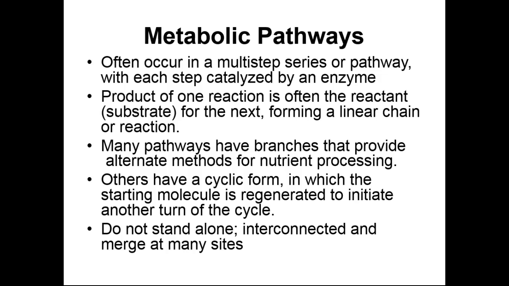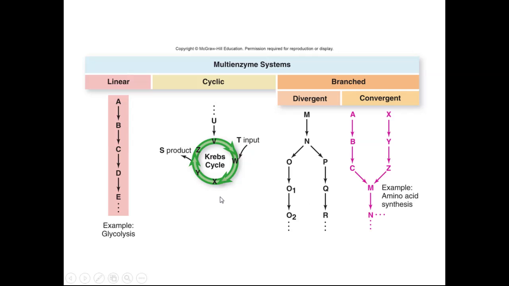Some of our chemical or metabolic pathways are going to have a very linear fashion to them. Some of them are going to have a cyclic fashion that can be plotted out, and some of them can be branched. No metabolic pathway stands alone. All metabolic pathways are interconnected with each other and are going to merge at many separate sites. So, here we can have the chemical A leading to chemical B, leading to chemical C, D, and then E. And then each of these steps could have an enzyme regulating it. This is a good example of a linear pathway.